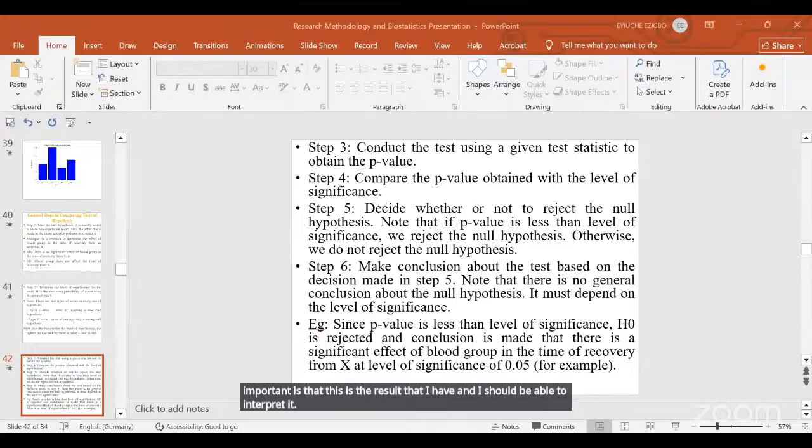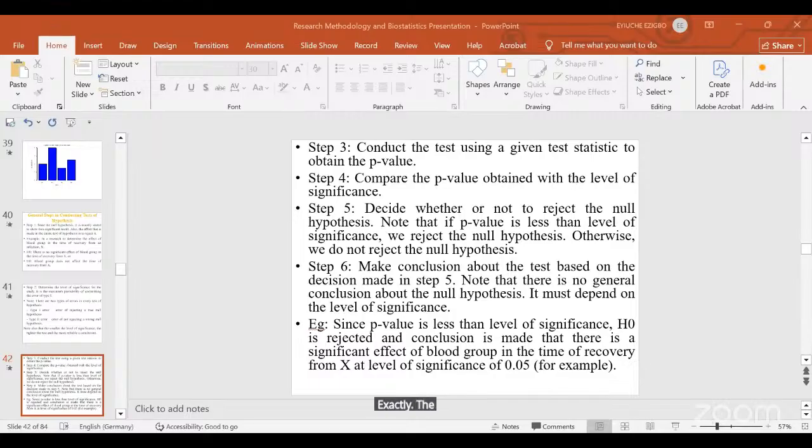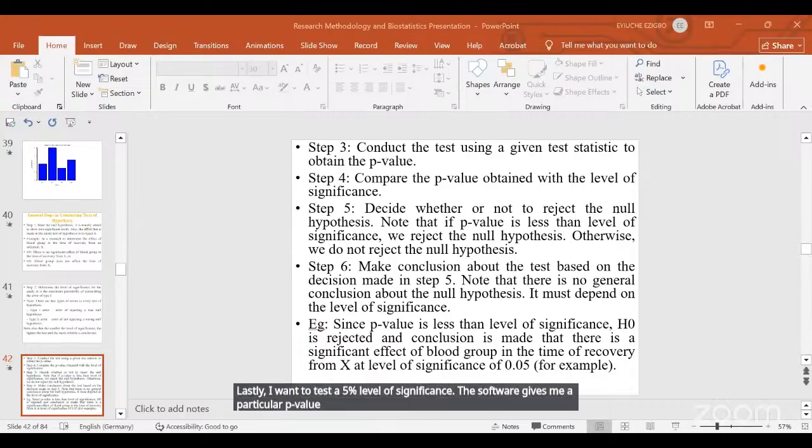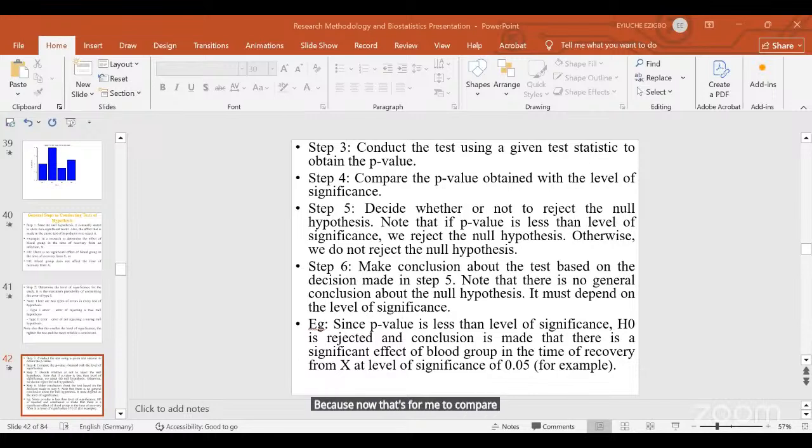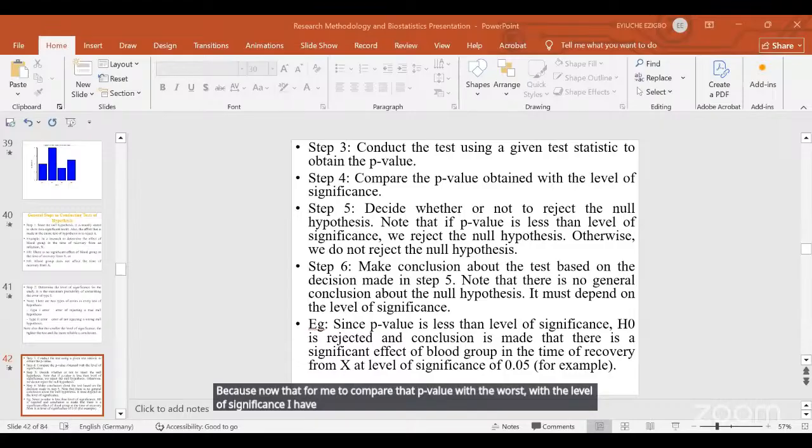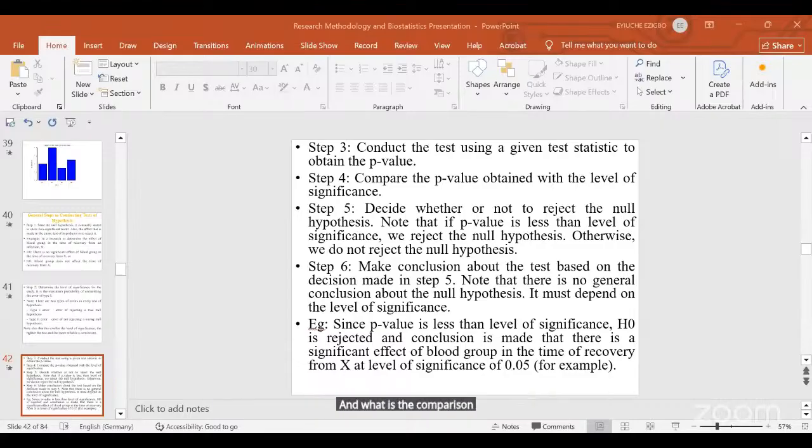Is that clear? The next step is to compare the p-value obtained with the specified level of significance, which I have said before. Maybe I want to test at 5% level of significance. The software gives me a particular p-value. It is now left for me to compare that p-value with the level of significance I have. And what is the comparison? Any p-value that is less than the stated level of significance leads to rejection of the null hypothesis.